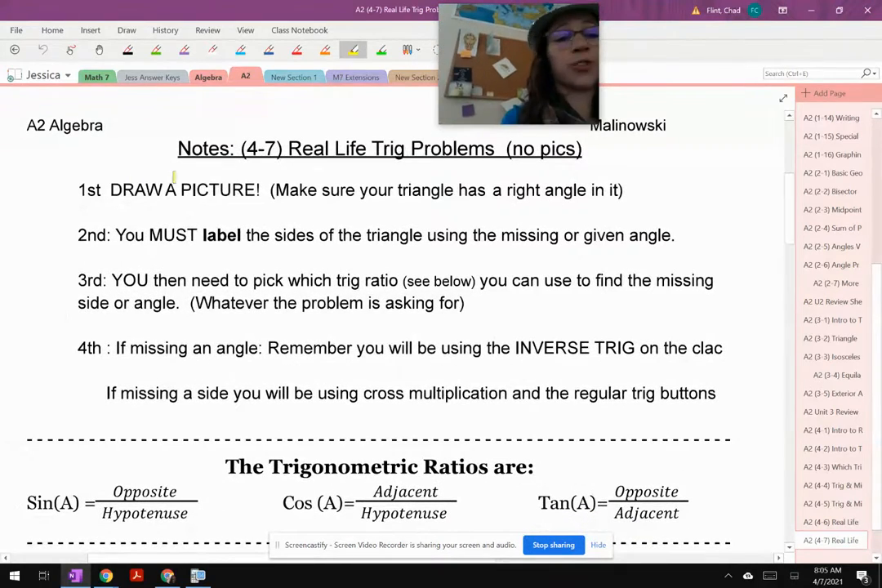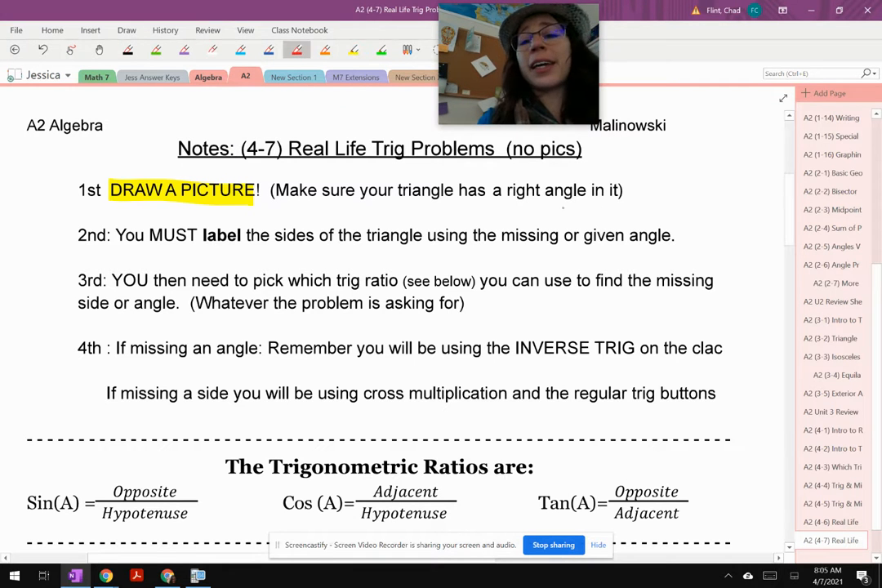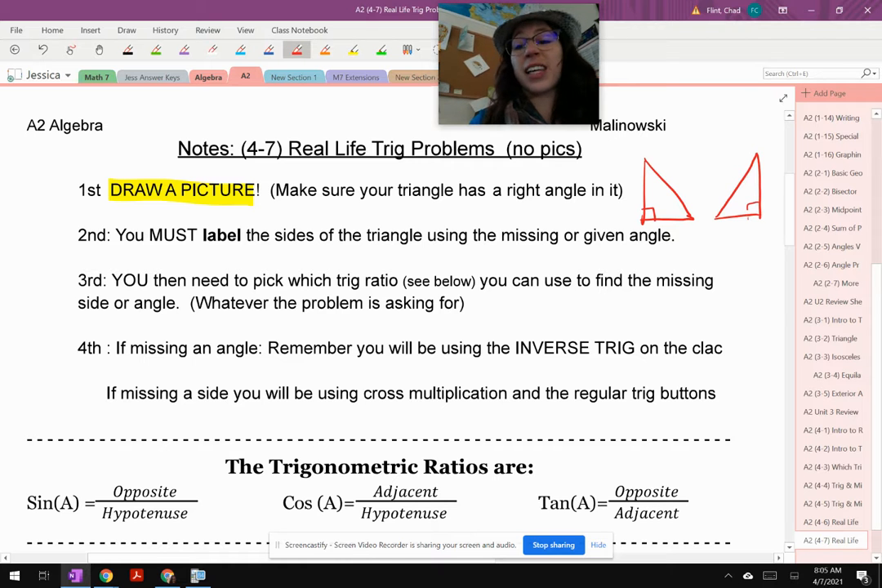So step 1, draw a picture. And make sure your triangle has a right angle in it. Trig only works with right angle triangles, so your triangle has to look something like this, or maybe something like this, but it has to have that right angle in it, so it can't be looking any wonky.